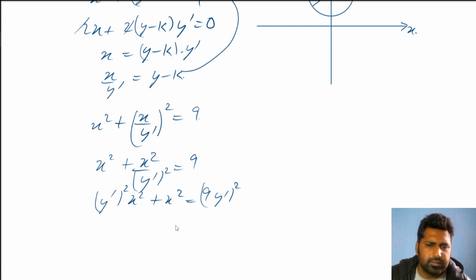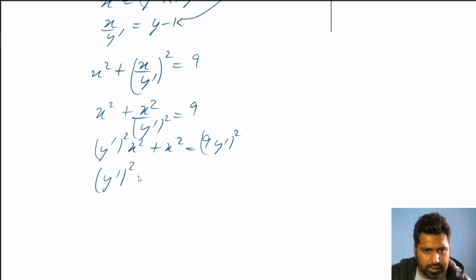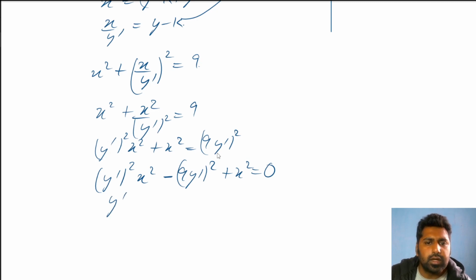You can solve it further; you can get the y dash terms on the same side also. I want to generate y dash this time. Again, this could be the answer. I'm giving you possible options of what could be generated, and it depends whether they have generated it in that form or not. Or if we take this on the other side, y dash square x square minus 9 y dash square plus x square equals 0. I wrote whole square by mistake, my mistake. This is 9 y dash square.